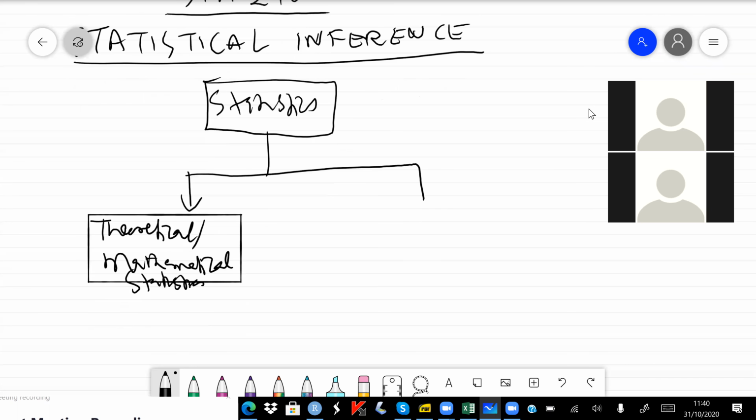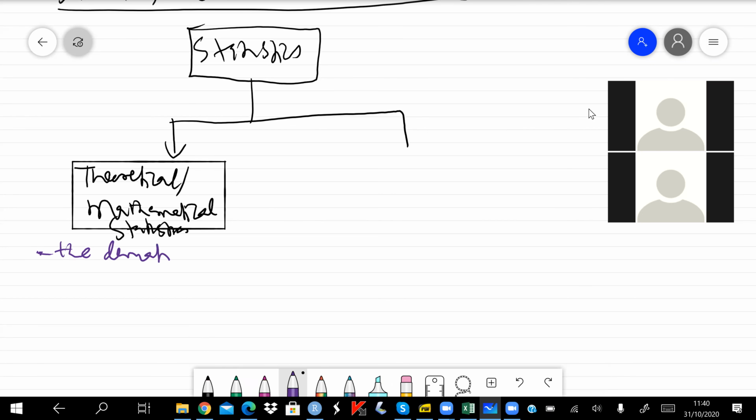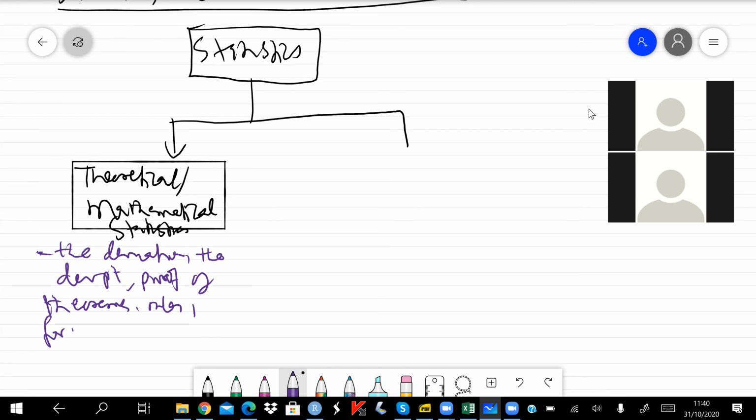And basically what happens here is, among other things, the derivation, the development, the proof of theorems, rules, formulas, etc. that are used in statistics. So these are the guys who develop the formulas, the rules, or the axioms that are used in statistics. That's developed by the mathematical or theoretical statisticians.